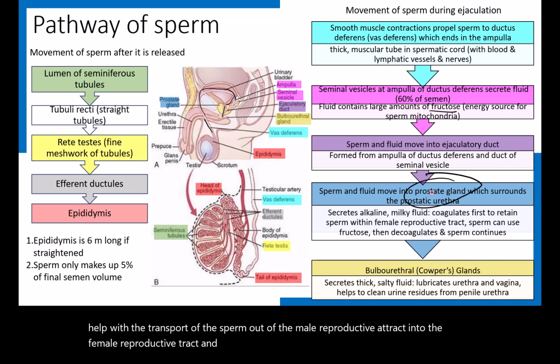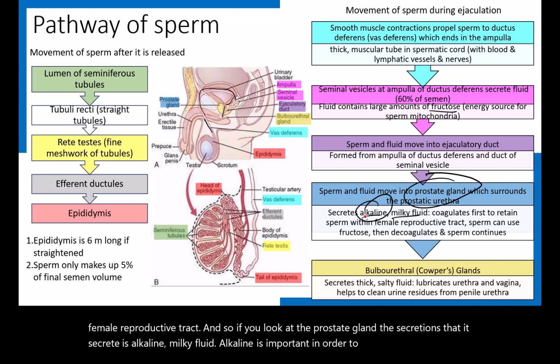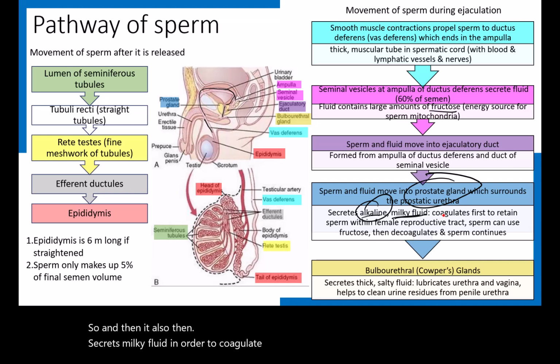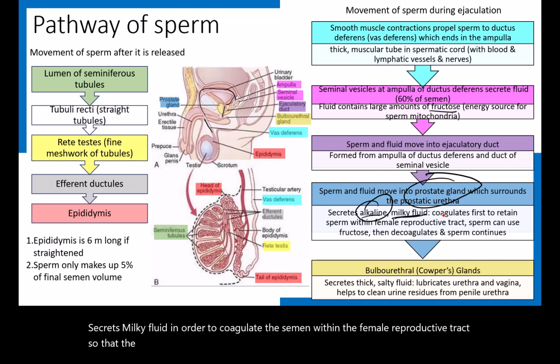If you look at the prostate gland, the secretion it produces is an alkaline, milky fluid. Alkaline is important to form a buffer against the acidic vaginal secretions. And the milky fluid also coagulates the semen within the female reproductive tract so that the sperm can actually pause before making its way through to the uterine tubes.